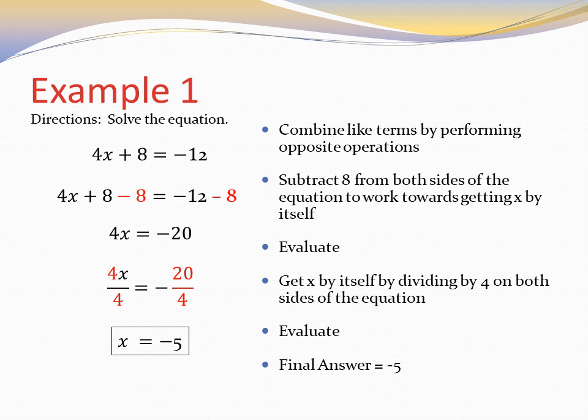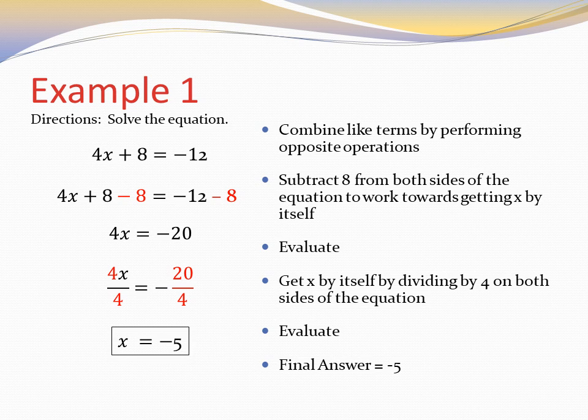Anything divided by itself, so the 4 divided by the 4, is 1, and that goes away, that's canceled. It's not 0, it goes away, it goes to 1. So on the left hand side we get x, and then 20 divided by 4 is 5, and of course we have the negative sign out front. So x is then equal to minus 5.